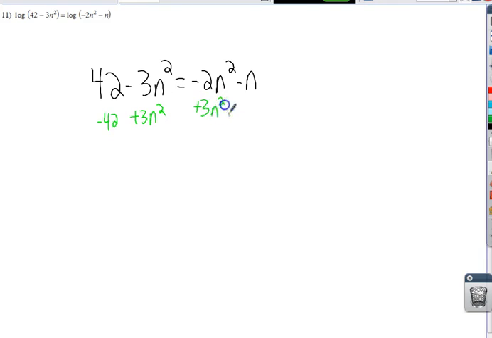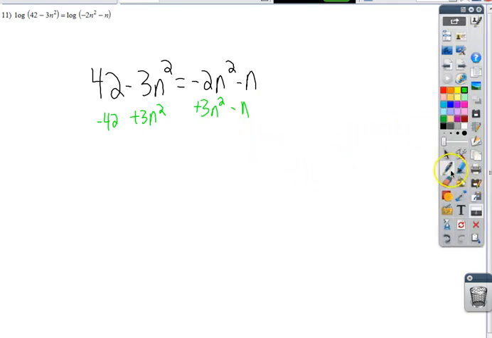Now, why am I adding 3n squared? Remember, I would like to have the n squared being a positive number. That's my whole stated goal here. It makes things nice. So this would be a 42. Now, when I do this, I set it equal to 0 because that's what I do with quadratics. So I end up with this.